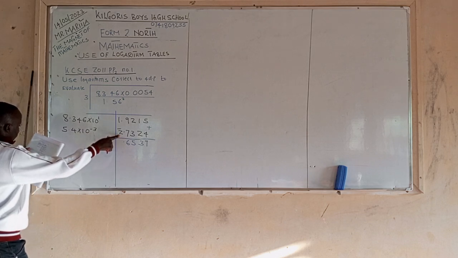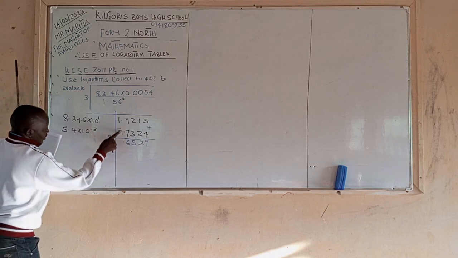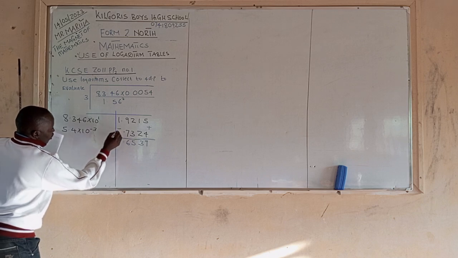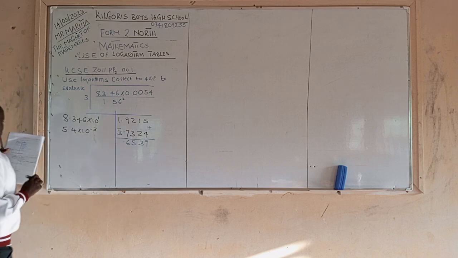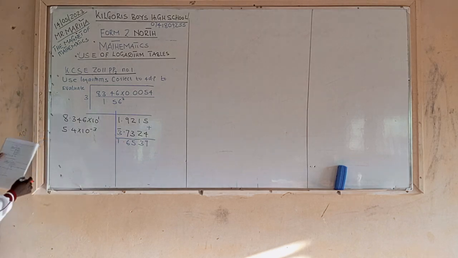So we can have this one. There is a mistake here. So this one is 3. So we have that one as 3, and therefore here we have power 1 like that.